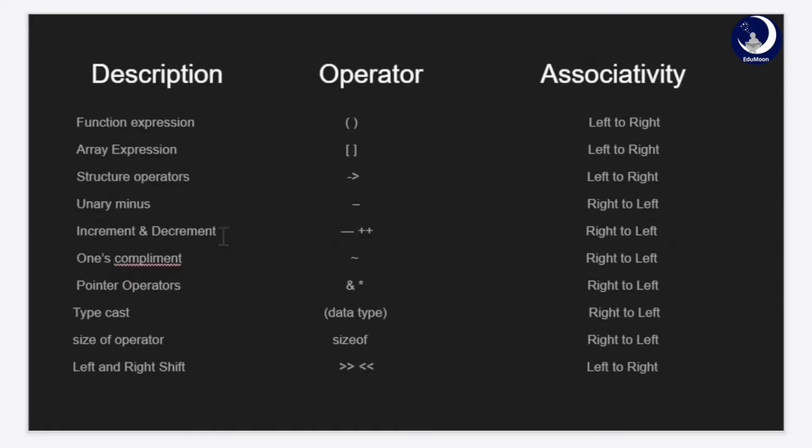For better understanding, we have the associativity table which tells us the associativity of different operators. For the function expression, we have the associativity from left to right. For array, we have it from left to right. For structure operators, we have it from left to right. For unary minus, increment decrement, ones complement, pointer operators, typecast and size of operators, for all of them we have it from right to left. For left and right shift, we have it from left to right.